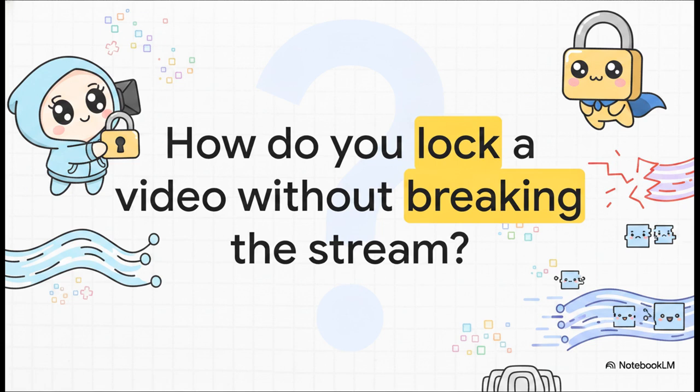But here's the catch, and it's a big one. Video streaming requires massive amounts of data moving at lightning speed. If you apply a heavy, incredibly complex lock to that data, you disrupt the stream. You get lag, you get stuttering, and basically a completely ruined user experience. So the big question is, how do you lock a video without breaking the stream?